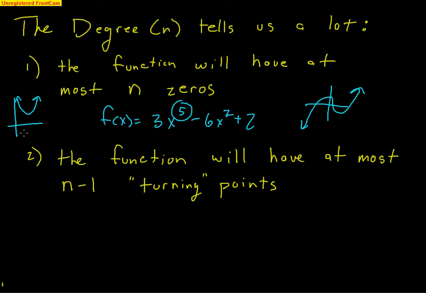So the degree tells you at most how many zeros you could have. So 5, 4, 3, 2, 1. You could also have 0 or no zeros, but you've got to be careful with an odd function, or with an odd degree, you've got to have at least one.